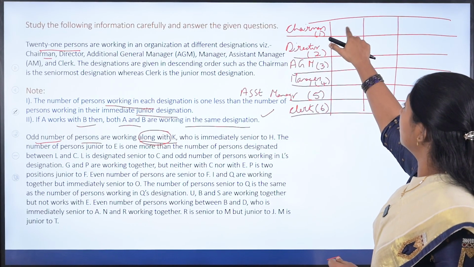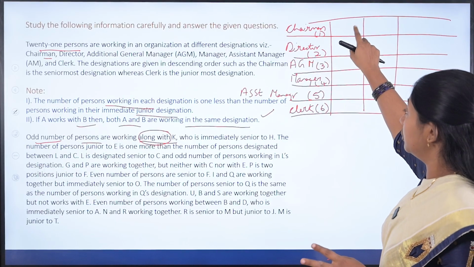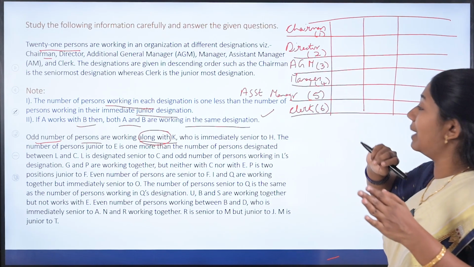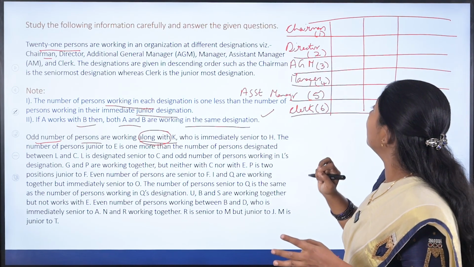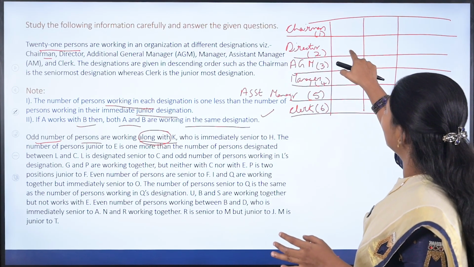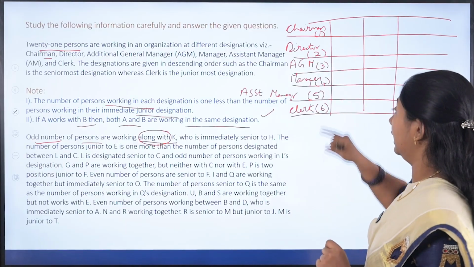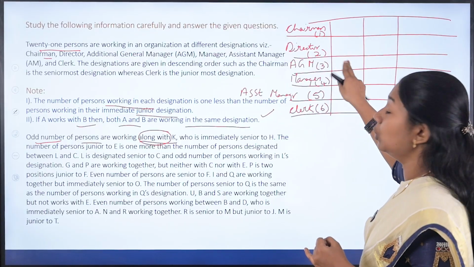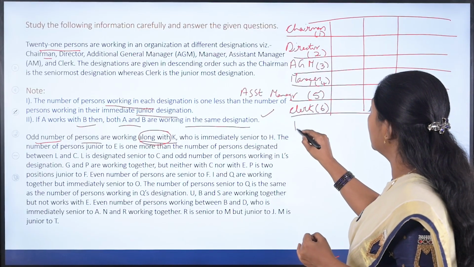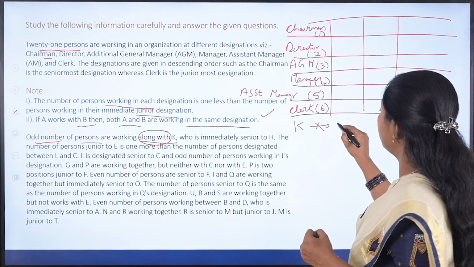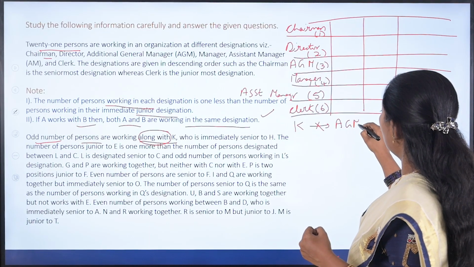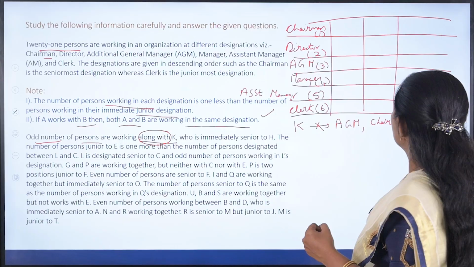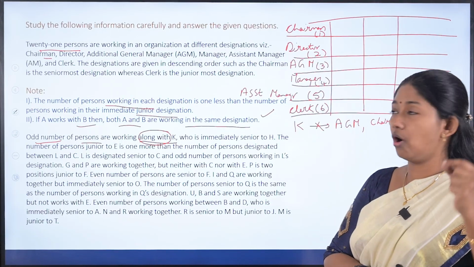If K is here, only K is working, odd. So without K, only one person is working, so you cannot place K as a chairman. If K is here as a director, you have one odd person, okay, K can become a director. If it is AGM, if K is here there are 2 even persons, so K cannot be an AGM. So K cannot be a chairman also, because nobody else is working, so that is not an odd number.